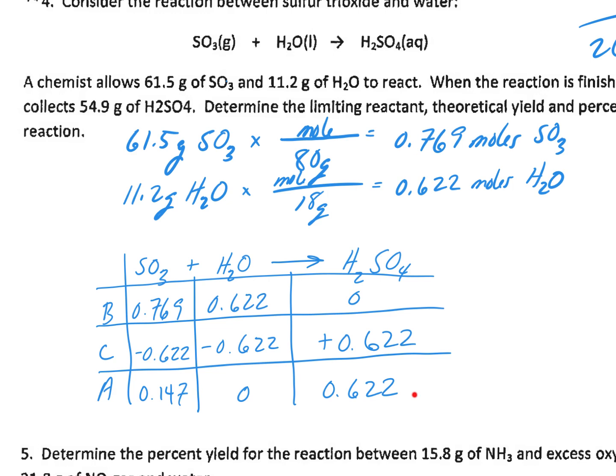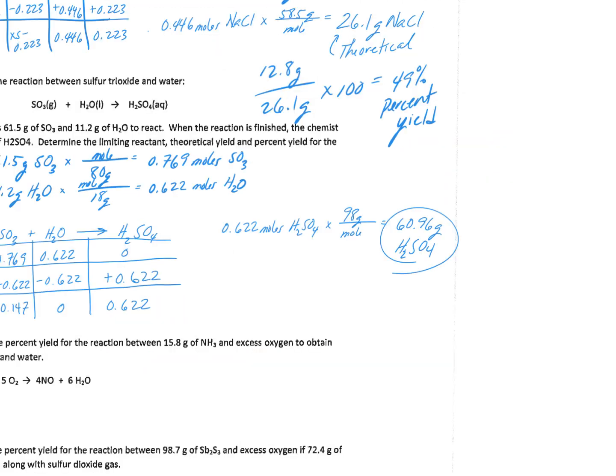And in the process, we will make 0.622 moles of H2SO4. By the way, that's sulfuric acid. Let's see how many grams of sulfuric acid that is. All right, so running that calculation, 0.622 moles of sulfuric acid is going to be 60.96 grams of sulfuric acid.